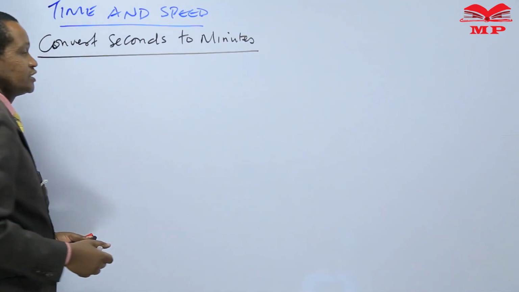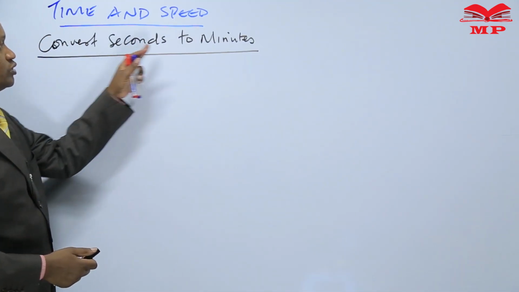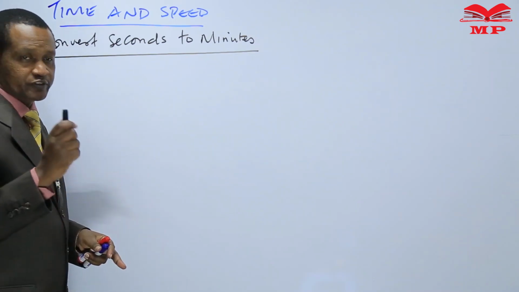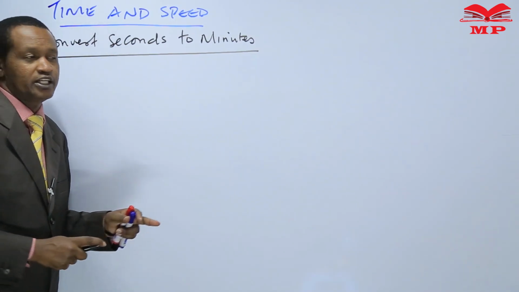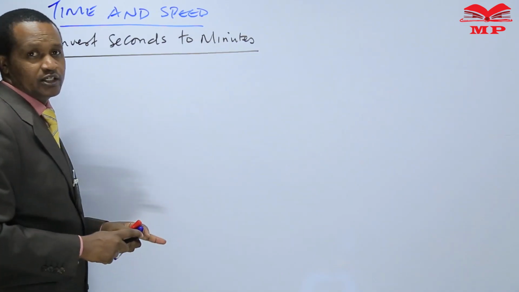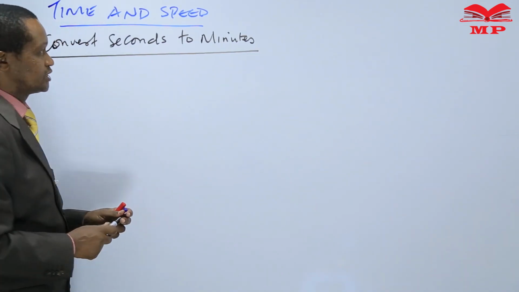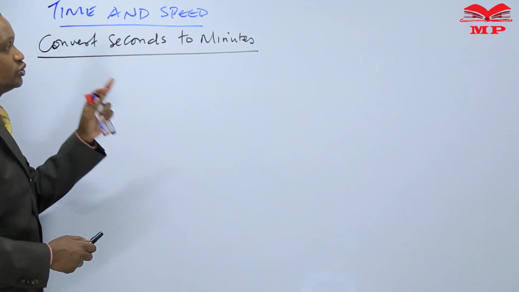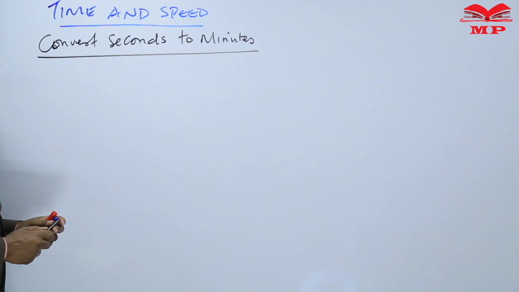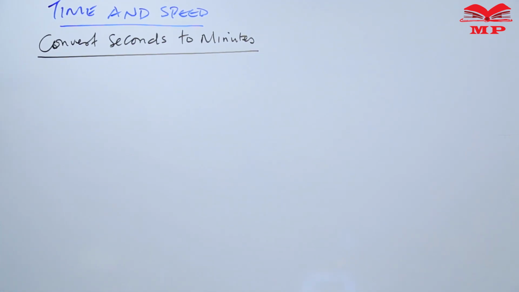Time can be converted from seconds to minutes. These two are units of time. You can measure time in seconds, you can measure time in minutes. In our last lessons we saw you can also measure time in hours. So we want to learn how to convert seconds to minutes, and we start by looking at an example.